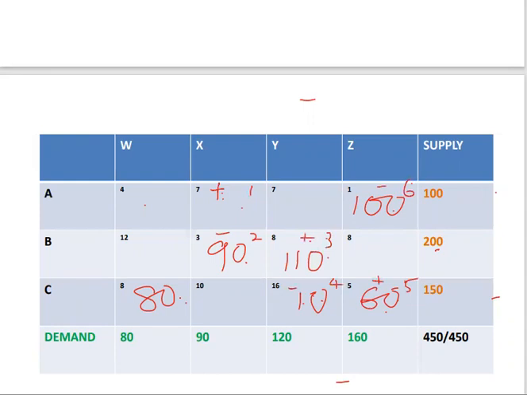So what are the routes now? Our AX, that is plus AX, minus BX, plus BY, minus CY, plus CZ, minus AZ.